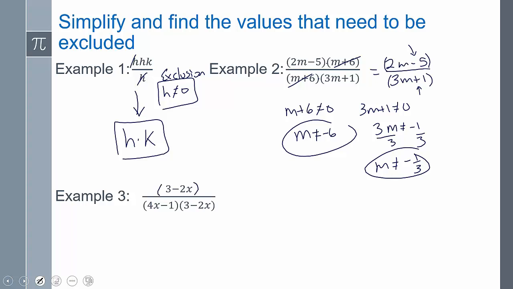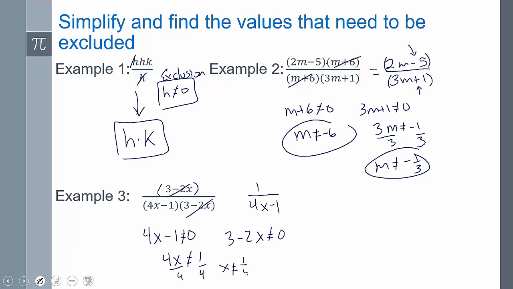Okay, so that 3 minus 2x, those are the same, so those reduce. So I get 1 over 4x minus 1. So now my exclusions, setting each one equal to 0. Can't be that. Add 1. Divide by 4. And then add 2x. Divide by 2.